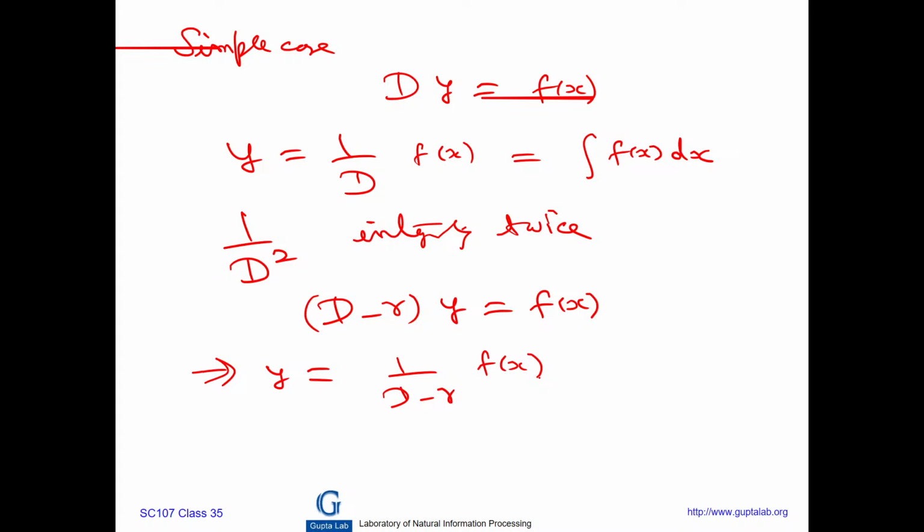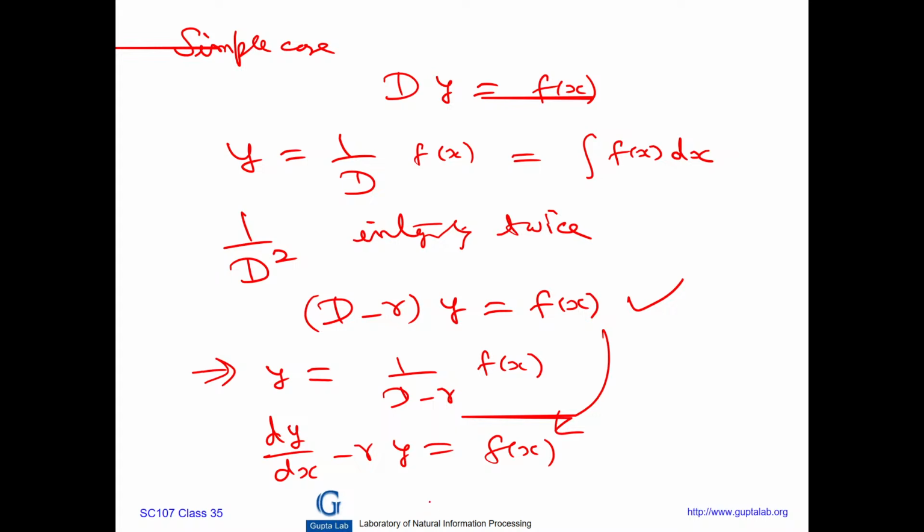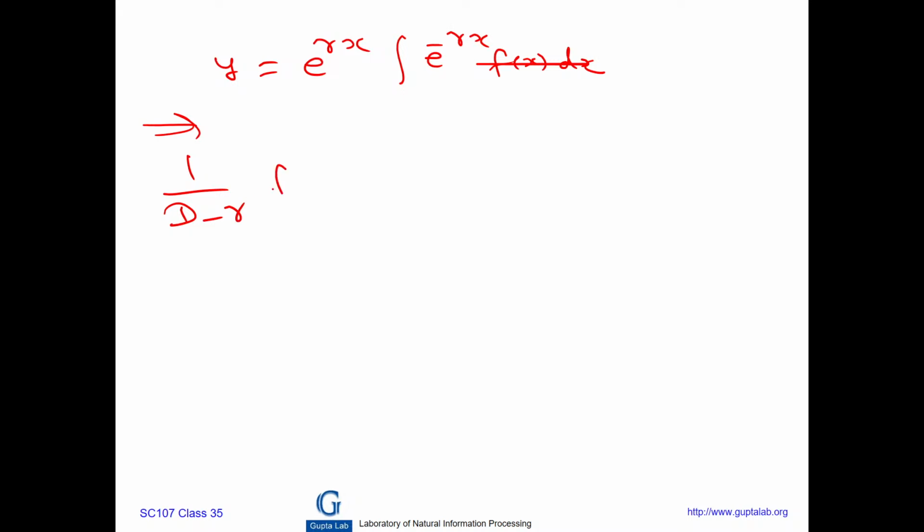Now this equation is nothing but, if I just open the operator, dy by dx minus r times y is equal to f of x. So this is a first order differential equation, you remember? I know how to solve it. So the solution turns out to be y is equal to e raised to power rx integration e raised to power minus rx f of x dx. This implies that we have got a formula that 1 over d minus r times f of x is equal to e raised to power rx integration e raised to power minus rx f of x dx.